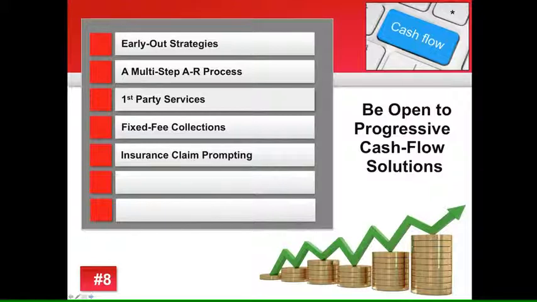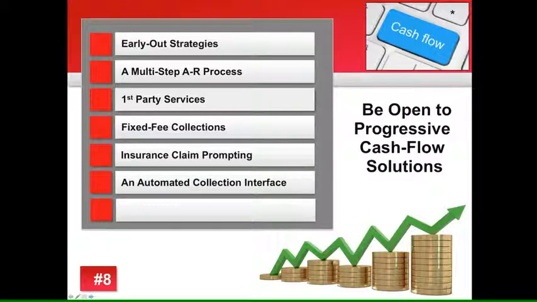They're all very different, right? And these insurance companies are everywhere. It's very hard to keep up with that yourself, but it's easy for a professional company that's in that business to do it. So insurance claim prompting, insurance claim resolution, that'll be a big part of the future of how we keep our cash flow moving.